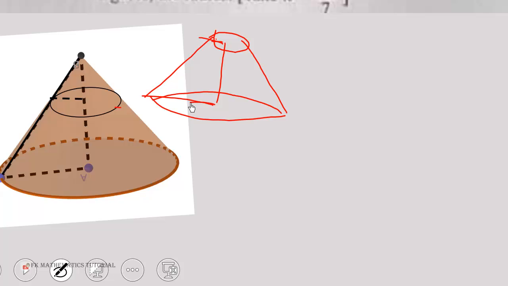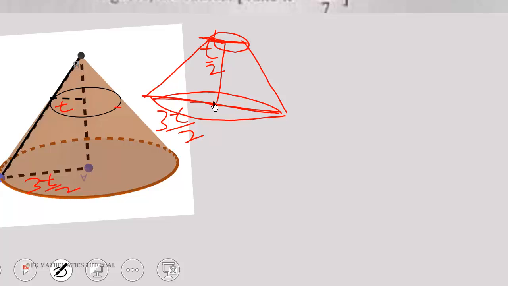So the diameter of the bottom one, they said, is 3t. So from here to here is 3t, and half of it is 3t over 2. And this one is t. They say the bottom diameter is 3 times the top. If from here to here is t, then the bottom one is 3 times of it. So the radius of the top will be t over 2, and the radius of the bottom will be 3t over 2.